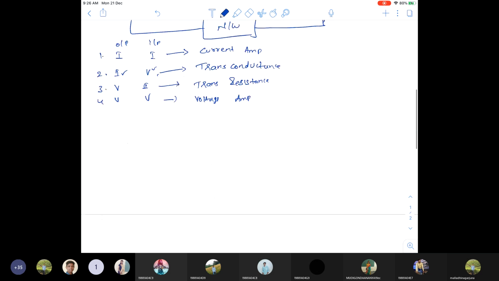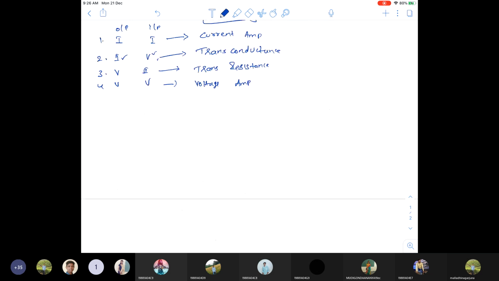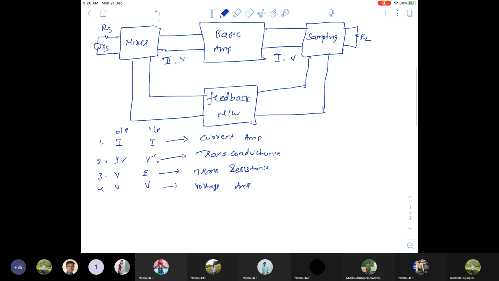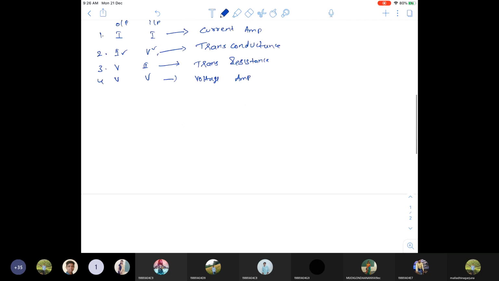For the current amplifier, in the place of the basic amplifier, the signal has to be generated first, for both input side and output side. Input current will be generated in shunt connection for both, so input is shunt, output is shunt. For the current amplifier, first the signal has to be generated. Then you can maintain it as constant or variable, and that is secondary. In the basic amplifier, we are generating the signal first.